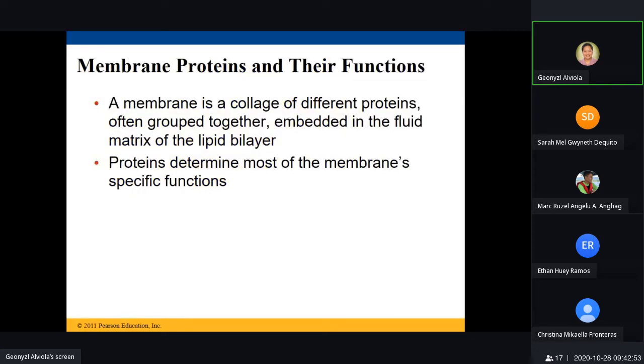Membrane proteins and their function. Now, what is the primary role of proteins in the membrane? The membrane is a collage of different proteins. They can be a site for channels, serving as the channel for molecules to get in and out of the cell. One example is the sodium-potassium pump. It is made up of protein.